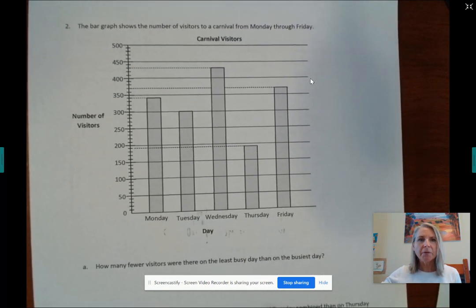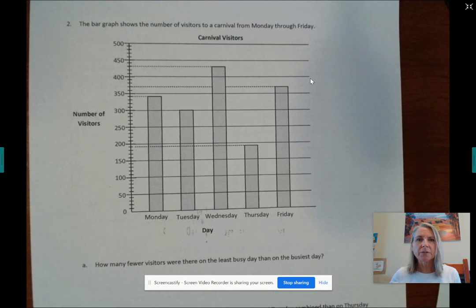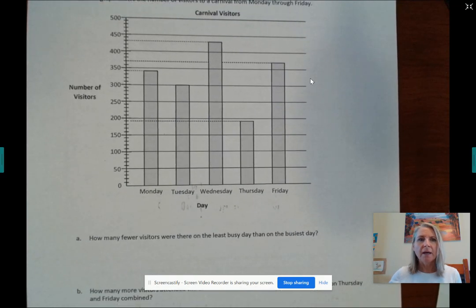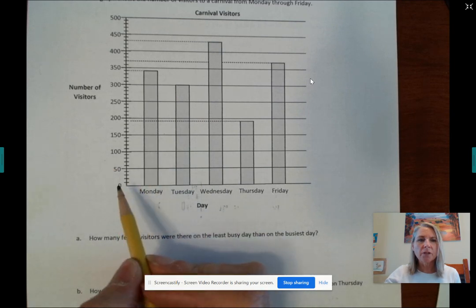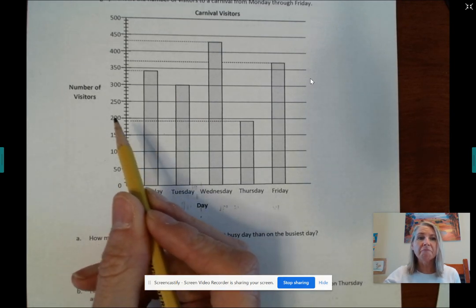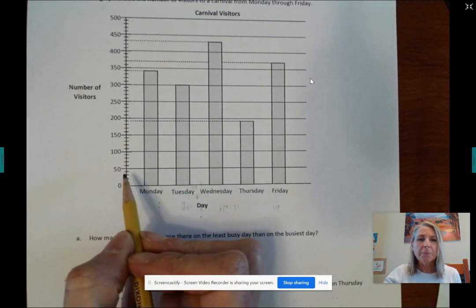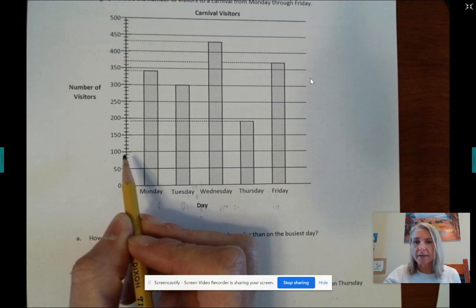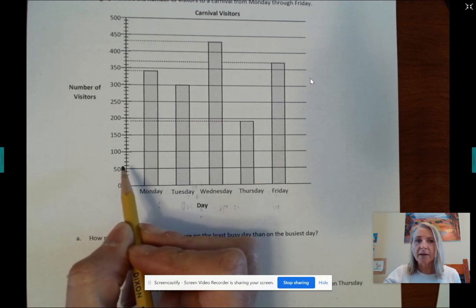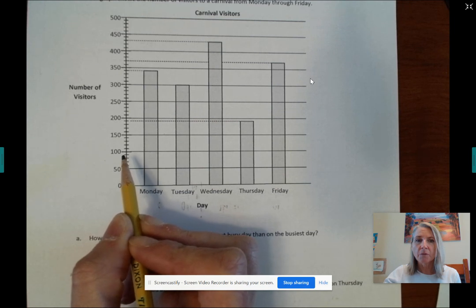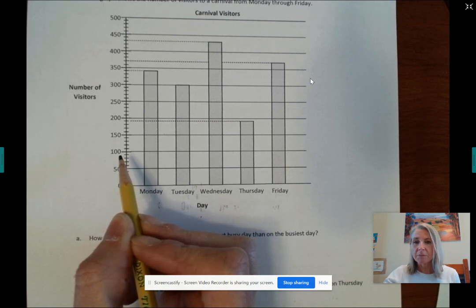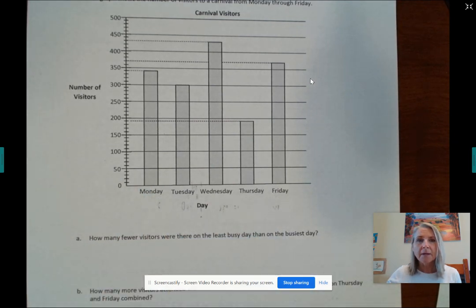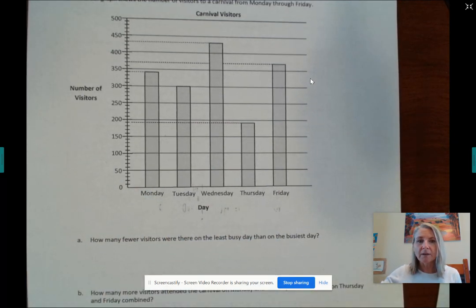Okay, so the bar graph shows the number of visitors to the carnival Monday through Friday. We have the number of visitors. It looks like we are jumping in intervals of 50 on this one. So if I'm jumping in intervals of 50, what are these tick marks going to represent? How would I get from 50 to 100 if I have 1, 2, 3, 4, 5 jumps? Right. Each of these jumps is going to represent 10, which is a little bit different than what we've worked with in the past. So we'll need to pay attention to that when we're doing our calculations.